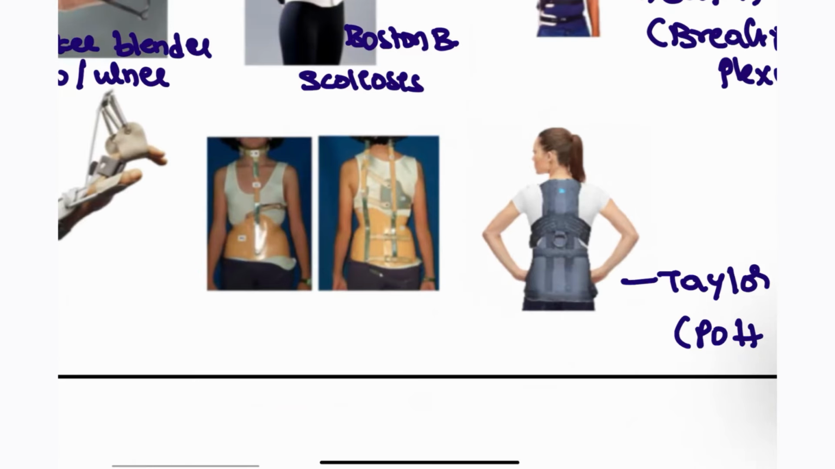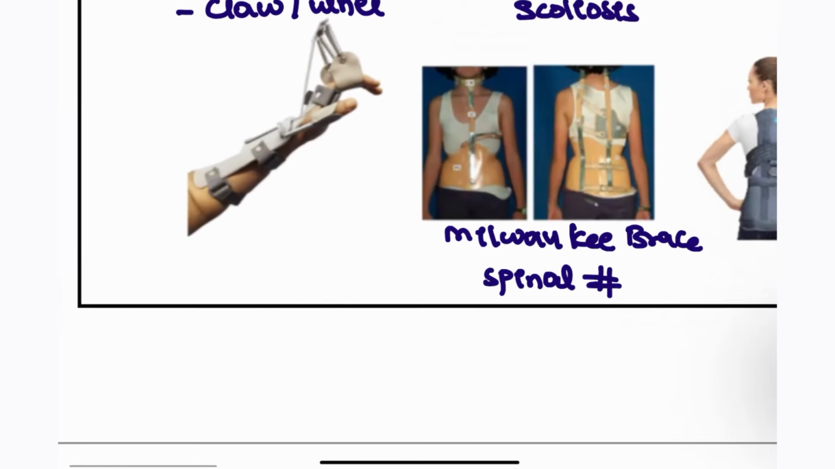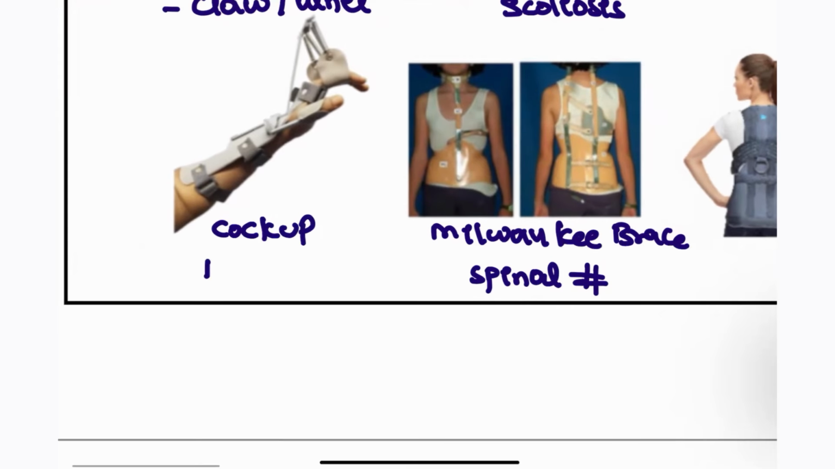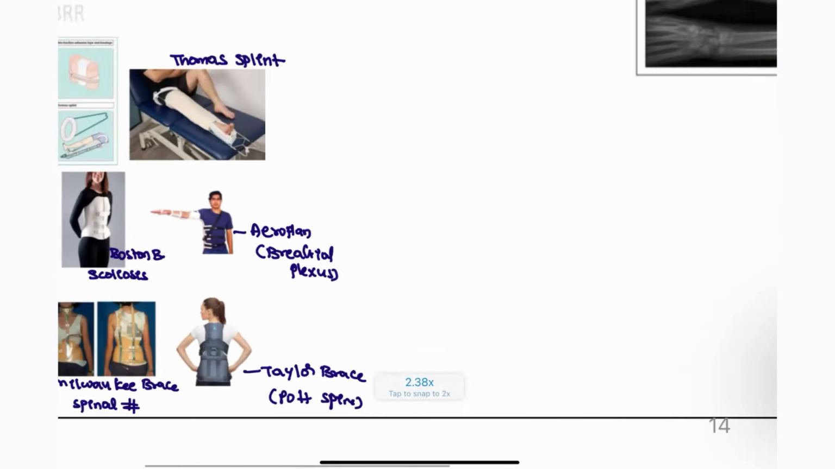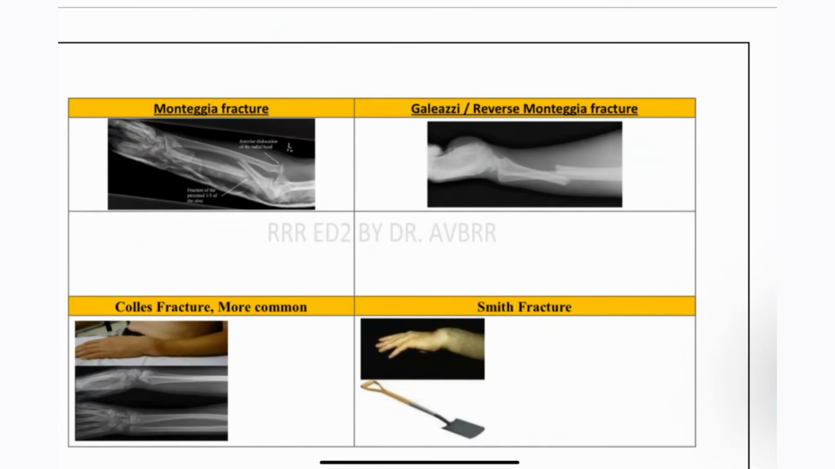Next, this is the Milwaukee brace. Milwaukee brace is used for patients having spinal vertebrae fractures. This is the cock-up splint used for radial nerve injury. Those who have wrist drop, we use the cock-up splint. Next, moving on to other structures, that is the Monteggia fracture.